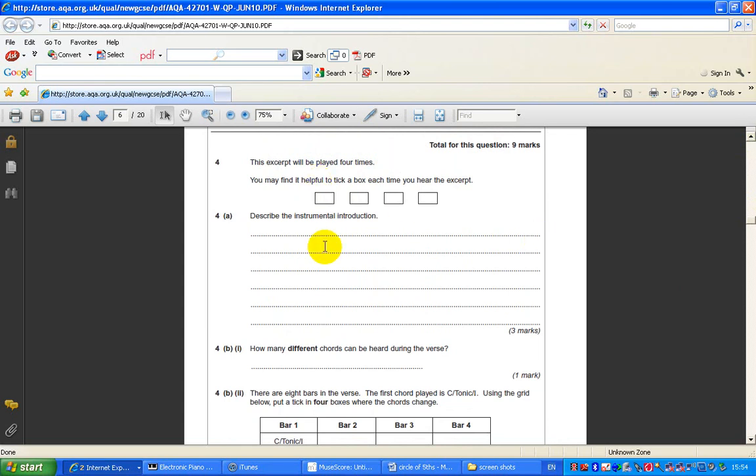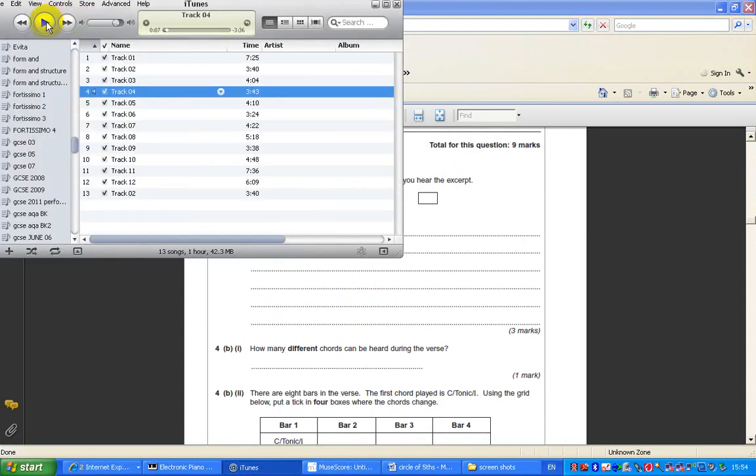Okay, so let's have a little look at question 4a. Here is the melody. Here is the piece of music. Here is the excerpt for the first time.